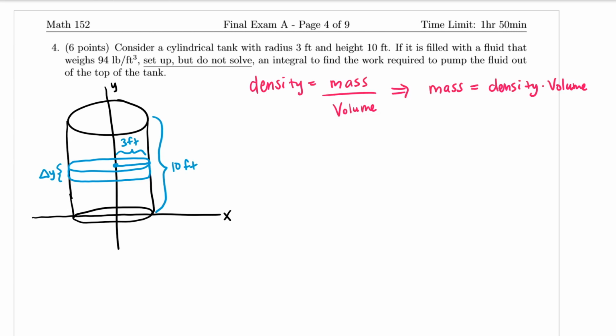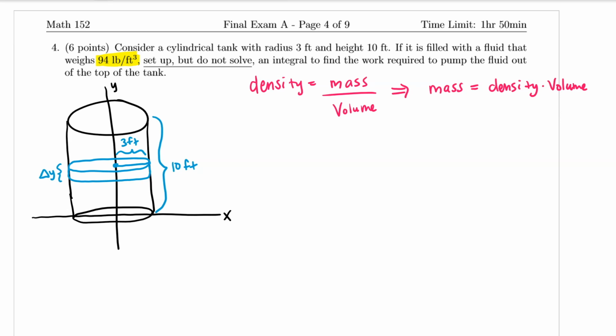So we know that density is equal to mass divided by volume, and so if I solve that equation for mass, we get that mass is equal to density times volume. Now here we're actually not given the density of the fluid. We're given the information that the fluid weighs 94 pounds per cubic foot. And because we're in the US system and not the metric system, this measurement that we're given is the weight density. And so what the weight density tells us is the force if we multiply it by the volume.